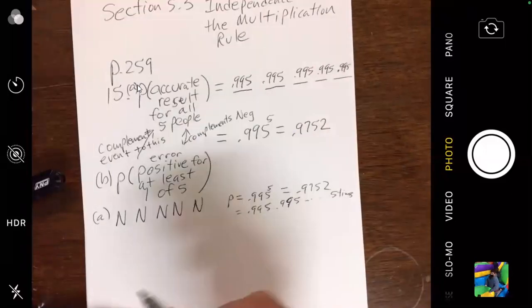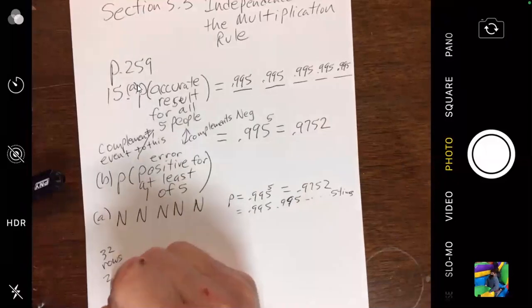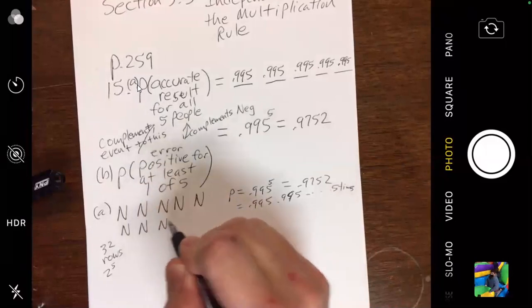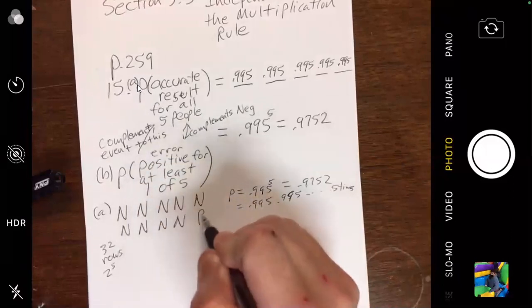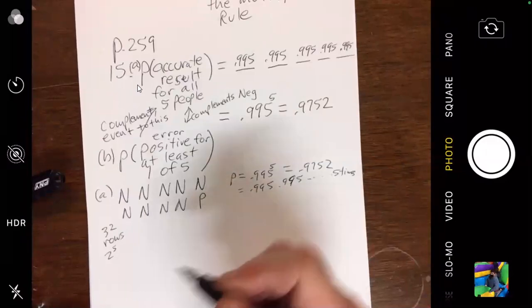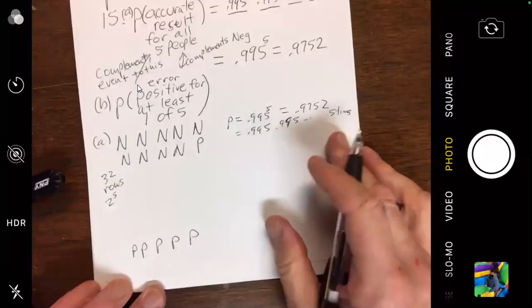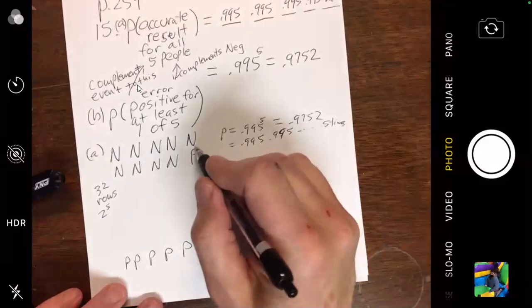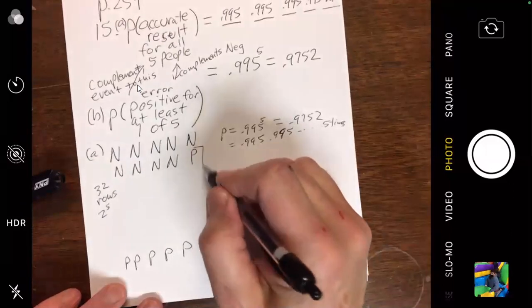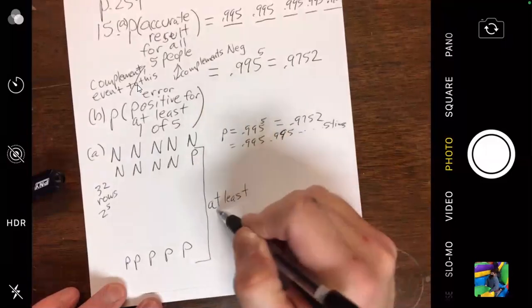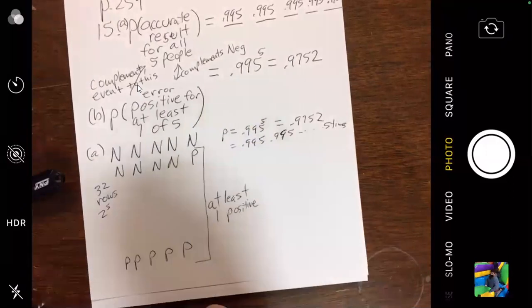This is going to go for 32 rows, 2 to the 5th power, meaning the next row will go negative, negative, negative, negative, and then a positive. All right, well, I'm not going to sketch out all 32 rows. It's going to end with all positives at the bottom here. All right, can you see every one of these rows has at least 1 positive? Yes. Do you see that?